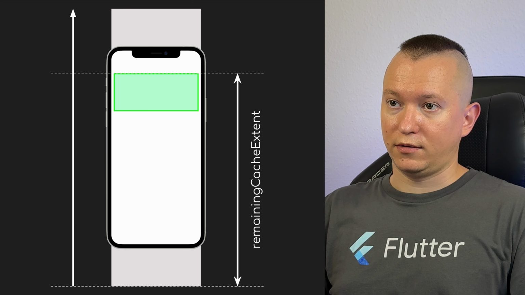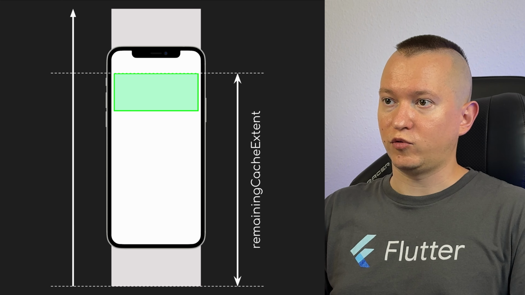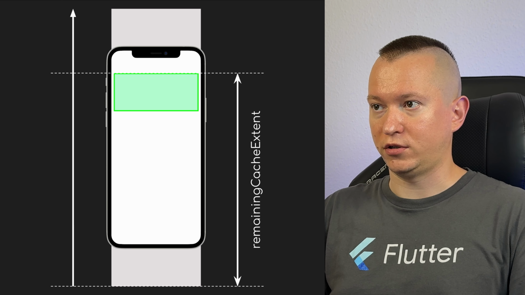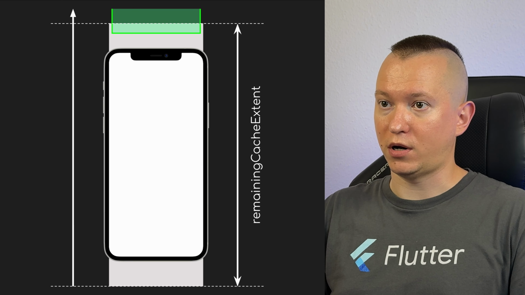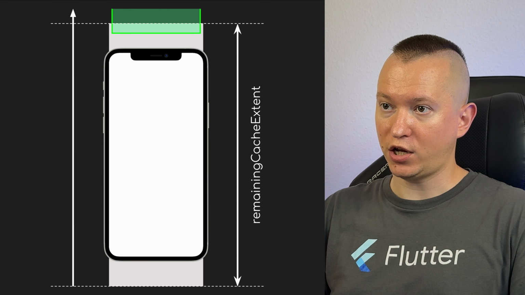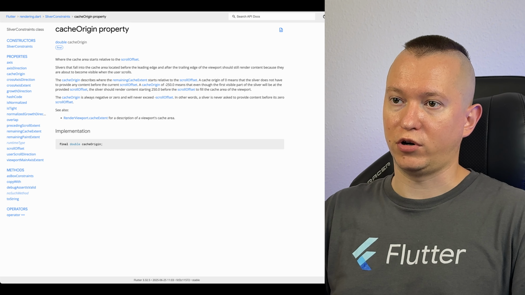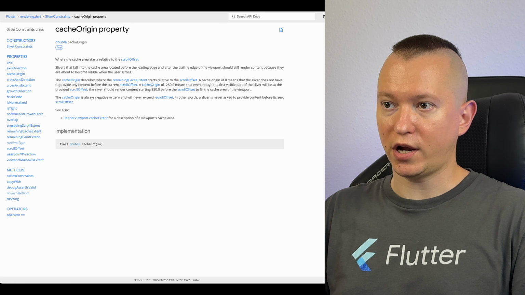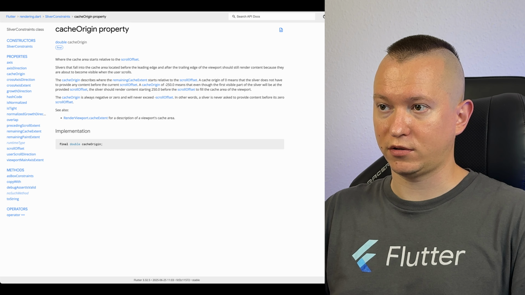Remaining cache extent. This one is identical to the previous one, except the borders of the measuring are not the visible part edges, but the cache area. And it can be useful not for painting, but mainly for laying out. cacheOrigin, where the cache area starts relative to the scroll offset.